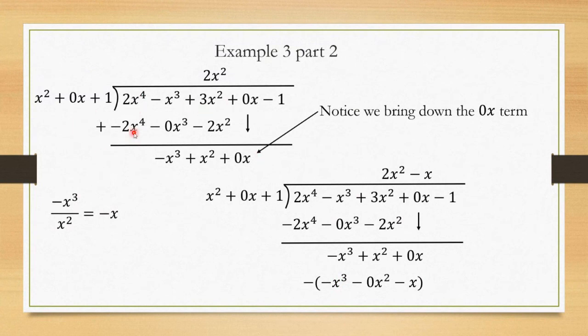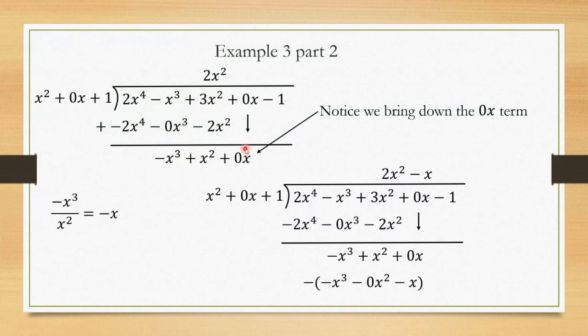Okay, so we're combining these. They vanish, right? 2x to the 4 plus negative 2x to the 4, gone, right? Negative x cubed plus negative 0x cubed. Well, this is just really 0, so we just get negative x cubed. 3x squared plus negative 2x squared, we get x squared. The 0x we bring down. That's our next term. Okay, that's what we bring down next. That is our next term.